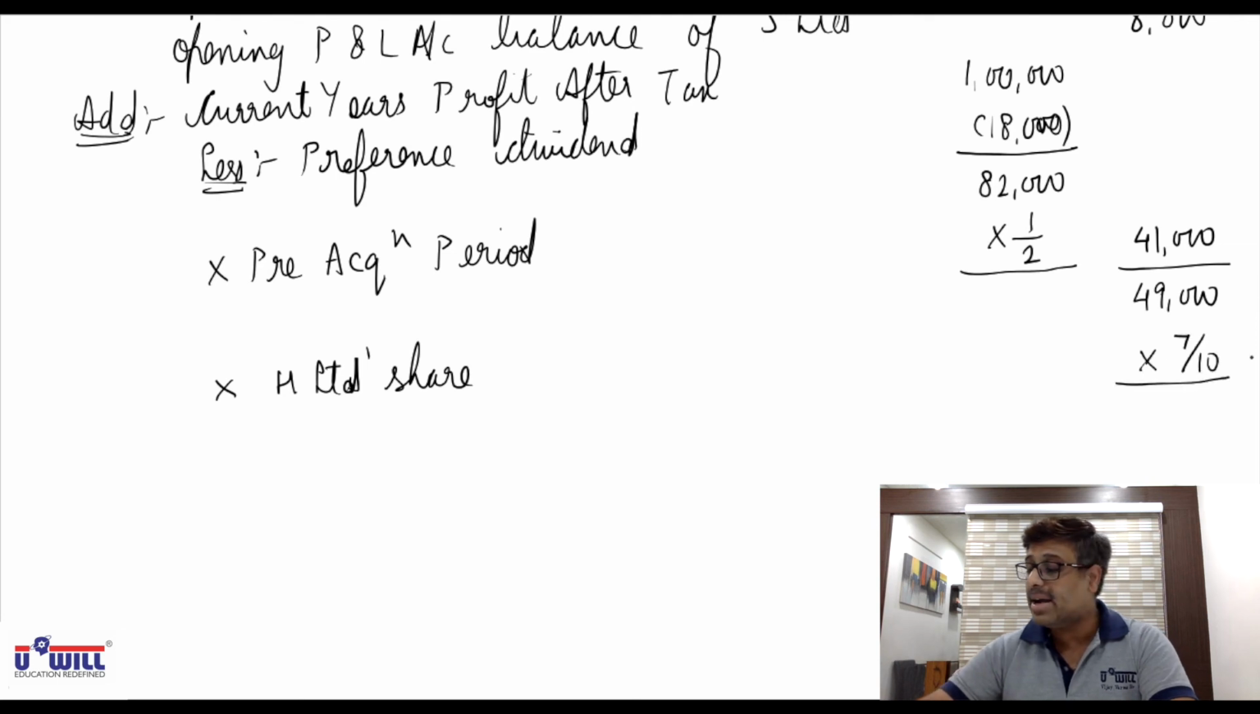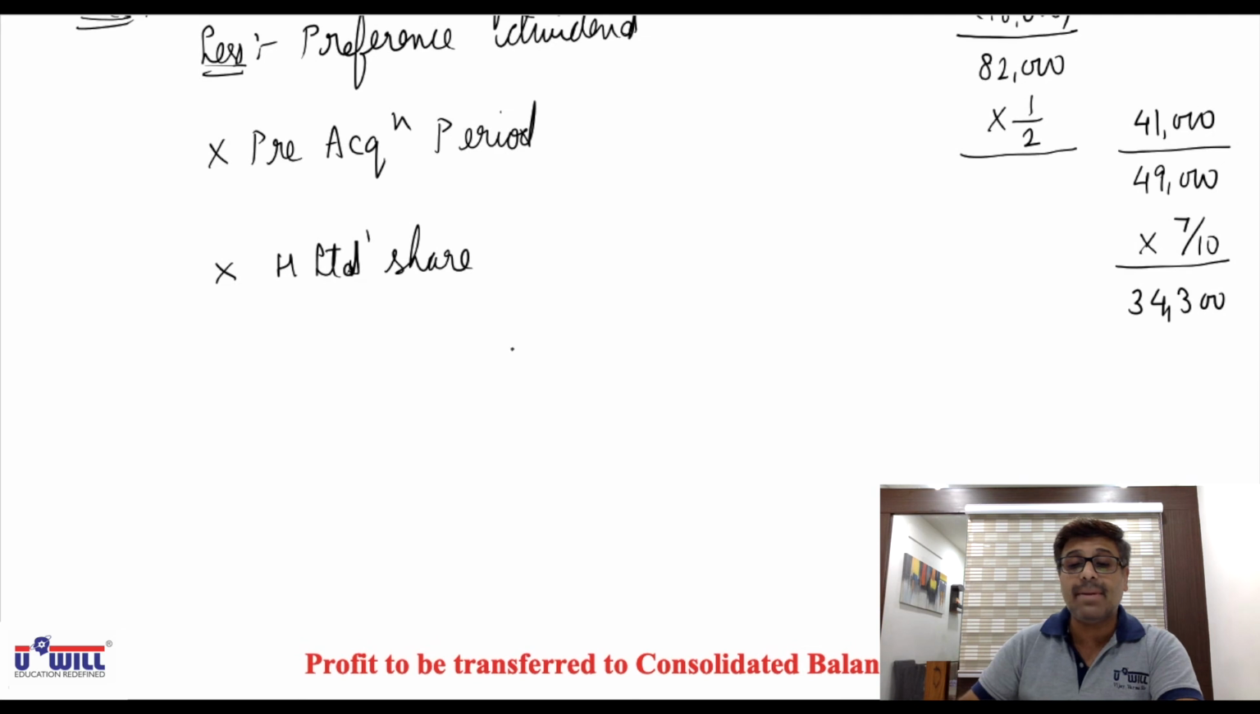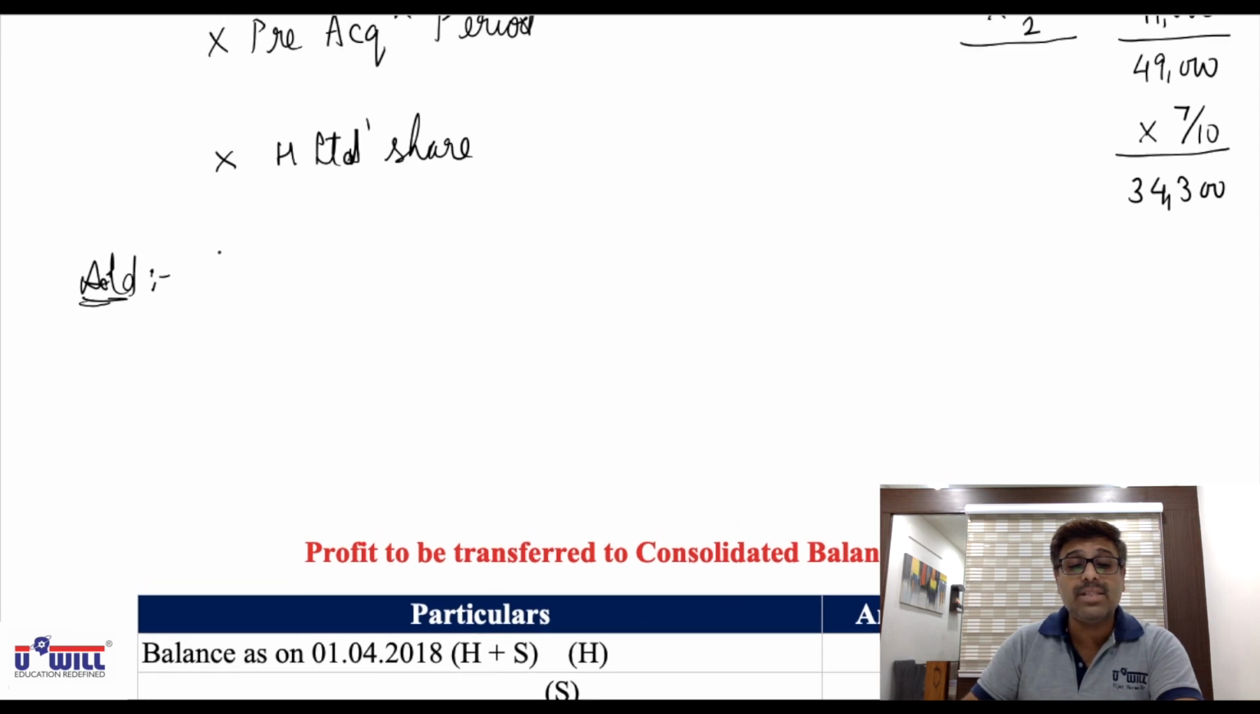49,000 into 7 by 10, that comes to 34,300. Now normally we have been taking this amount itself as capital reserve, but here we have to further add the pre-acquisition preference dividend, the holding company's share in pre-acquisition preference dividend.